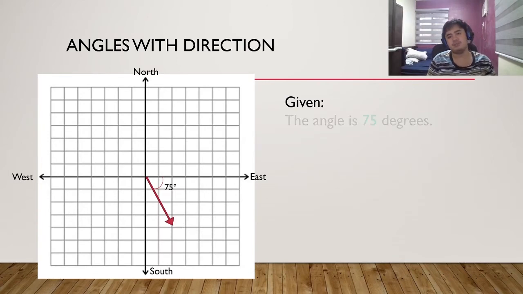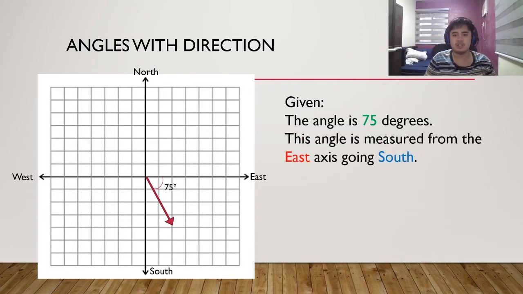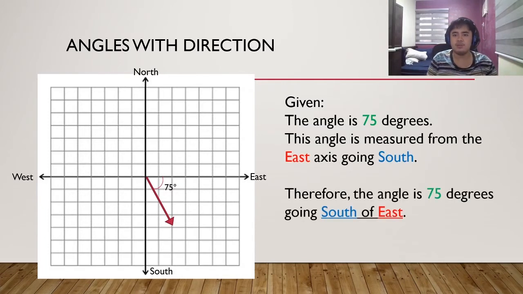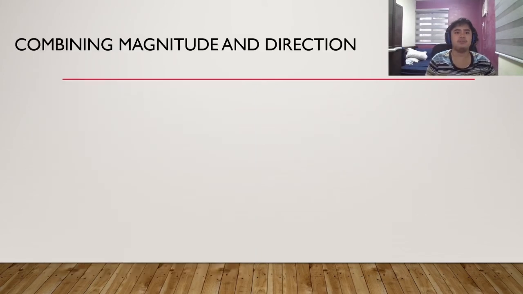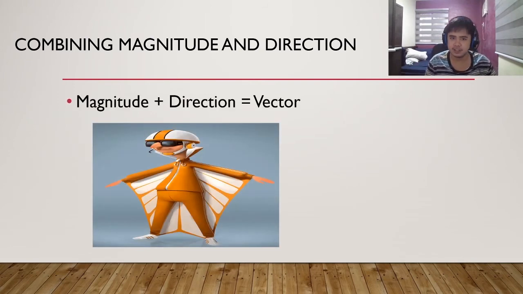Now, how about this one? We're given that the angle is 75 degrees and it is measured from the east axis going south. Therefore, we can say that the angle is 75 degrees going south of east. Now, let's combine magnitude and direction together to form vectors.